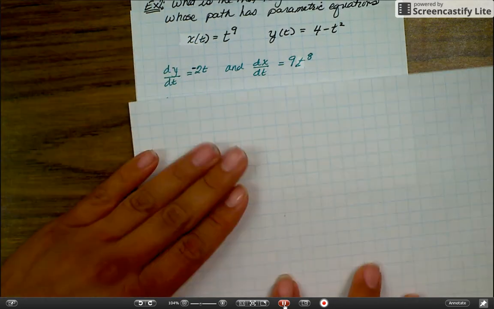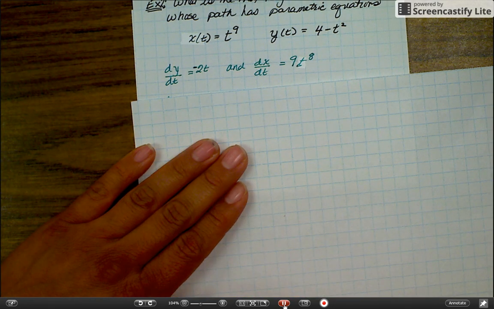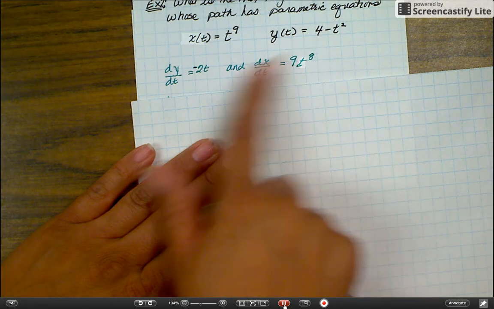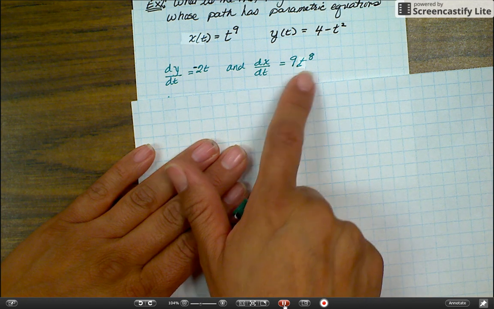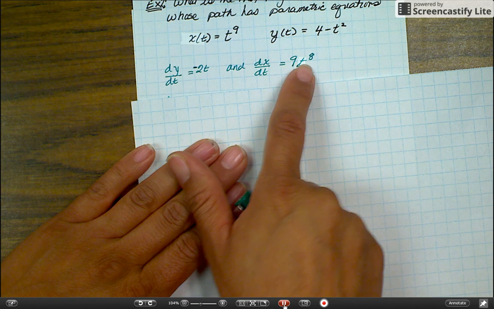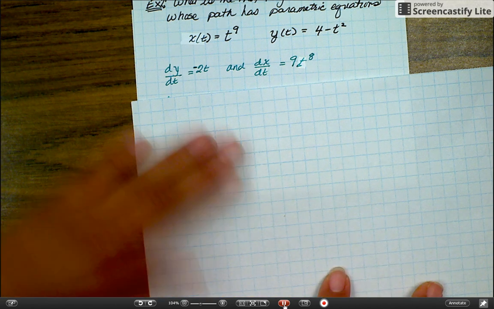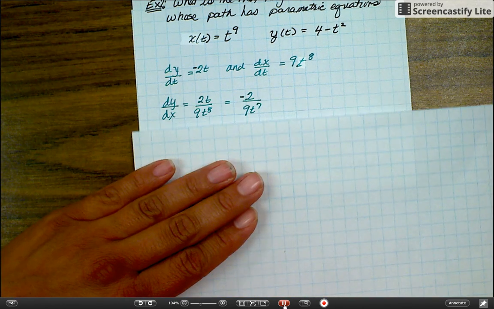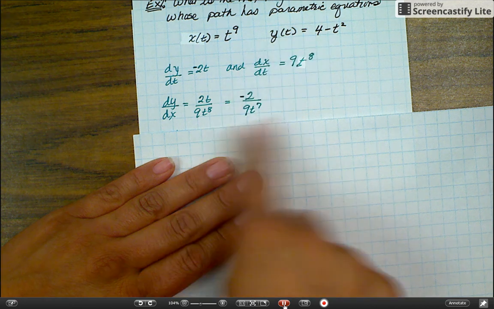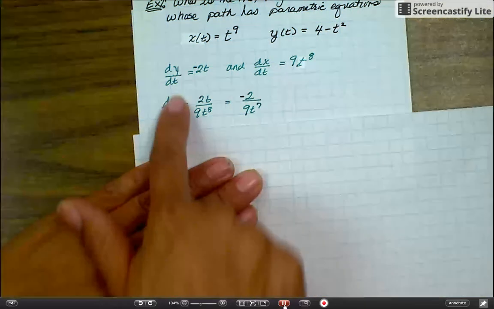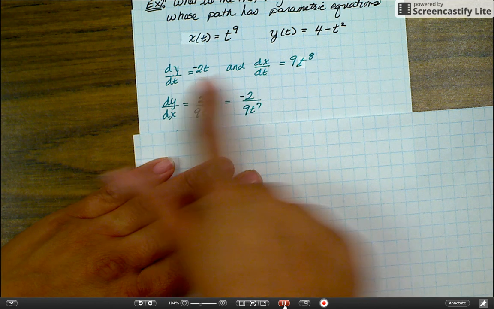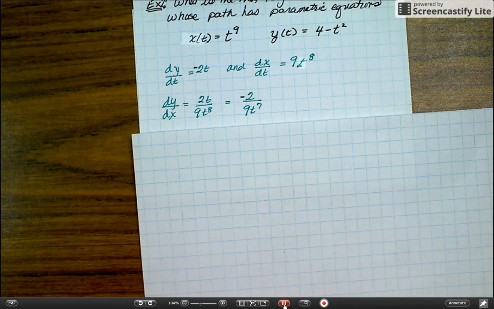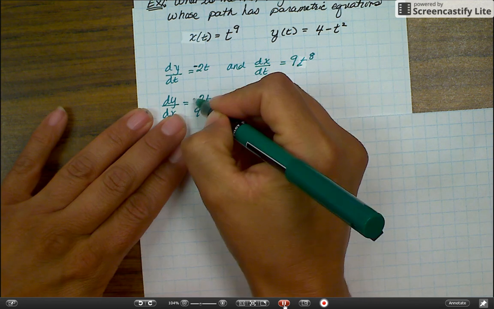So if I take the derivative just like we did before, the derivative of y with respect to t is negative 2t. And the derivative of x with respect to t is 9t to the 8th power. Then we want to find the critical numbers. What are the critical numbers? Before we do that, find dy/dx. And that is going to be this negative 2t divided by 9t to the 8th power.